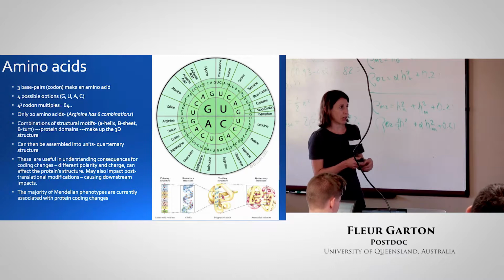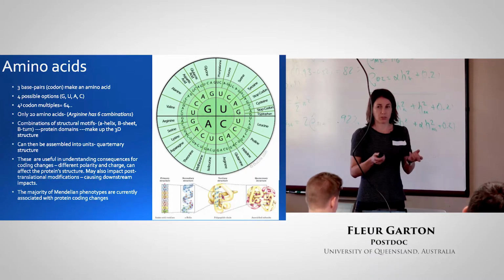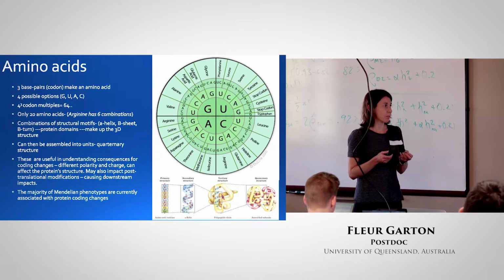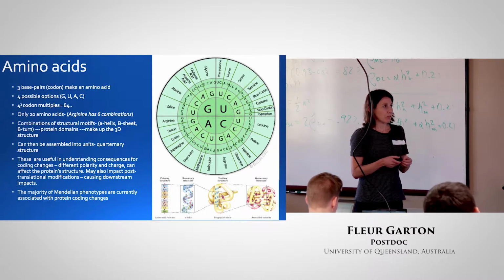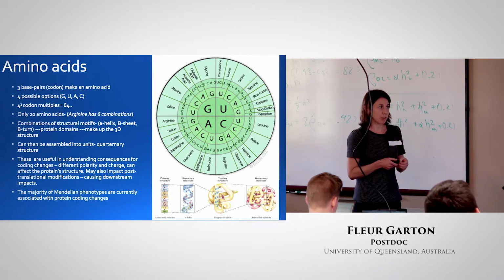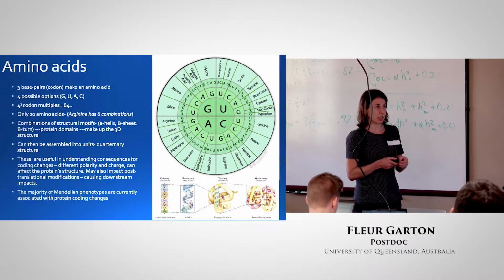So for example, arginine has 6 different codon combinations, and so how you would read this circle is G, C, C. Well, that's an alanine.